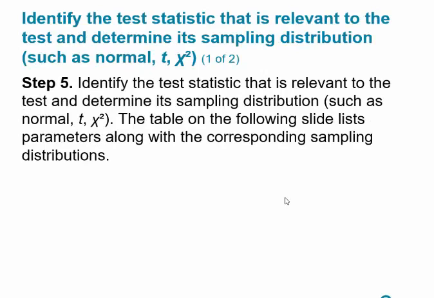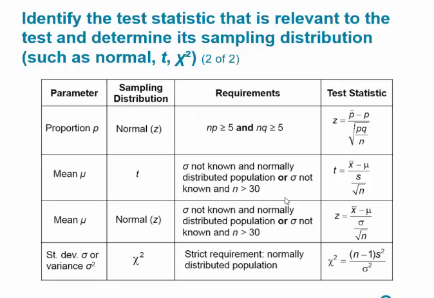Step 5, we'll identify the test statistic that is relevant to the test and determine the sampling distribution. The table in the following slide lists the parameters along with corresponding sampling distributions. So if we're doing a proportion, the sampling distribution is the normal Z, and the test statistic is the formula here all the way to the right. Now, if we're using a T, which is for the mean mu, we use this formula. We use the normal Z when sigma is known, or when sigma is not known and n is greater than 30. Or we use the T when sigma is not known in a normally distributed population, or sigma is not known and n is greater than 30. We don't use the chi-square, the bottom one, for this course.